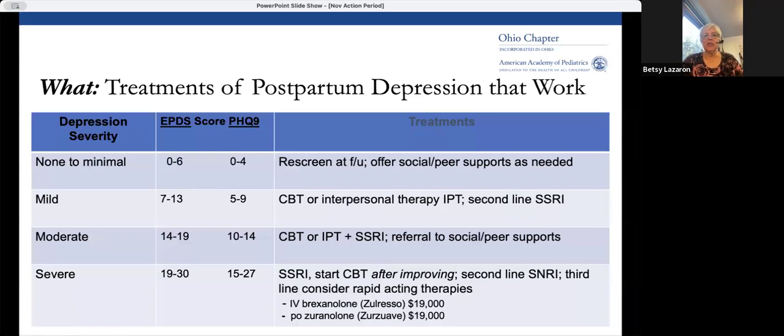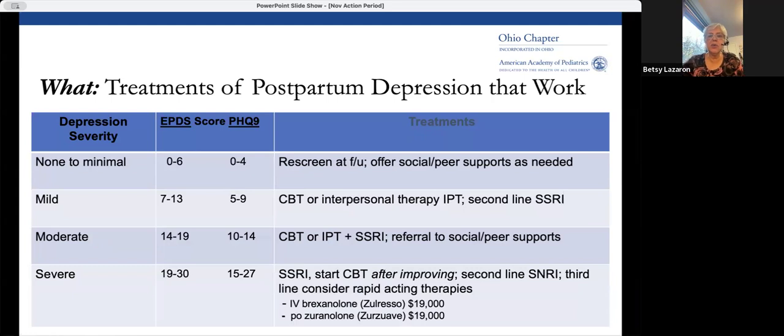Those are the ones you want to start the medication first, and then maybe do the counseling, the CBT, after they start improving. SSRIs have the best evidence. SNRIs also have some good evidence for this. And there are some newer things that came out in the last year that are short-acting, rapid-acting therapies that are only used for a short period of time, but then have improvement in symptoms within 2 weeks.